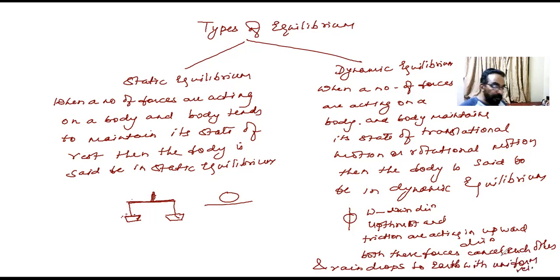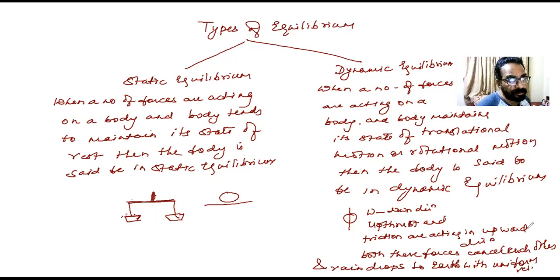So this is one example I gave you. But then there are other examples also. An aeroplane moves at a constant height when its upward lift is equal to the weight of the aeroplane. Then this aeroplane will move with a uniform speed in the forward direction.